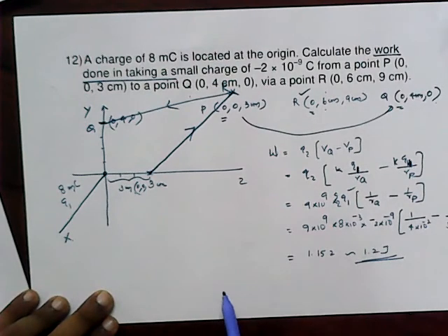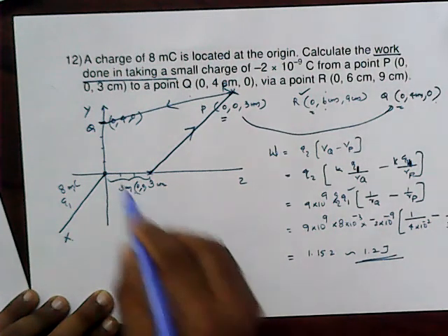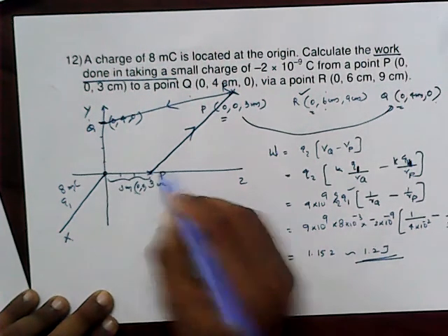Keep in mind that electrostatic work does not depend upon the actual path. So here the point R is irrelevant. We have to concentrate only on the two points, Q and P.